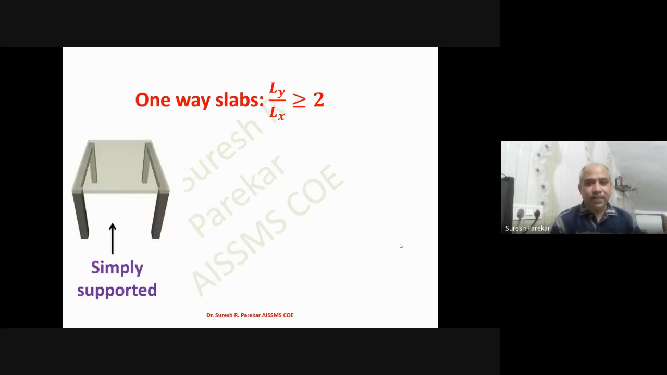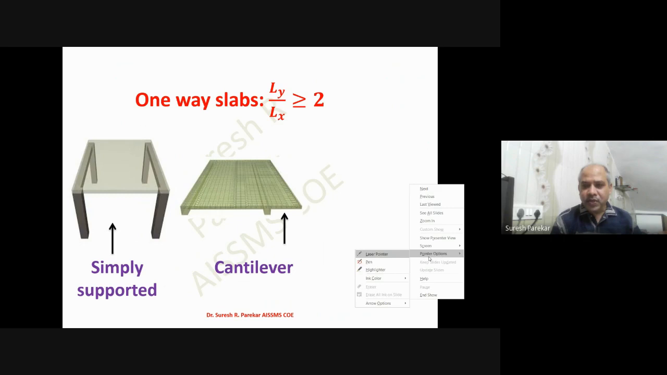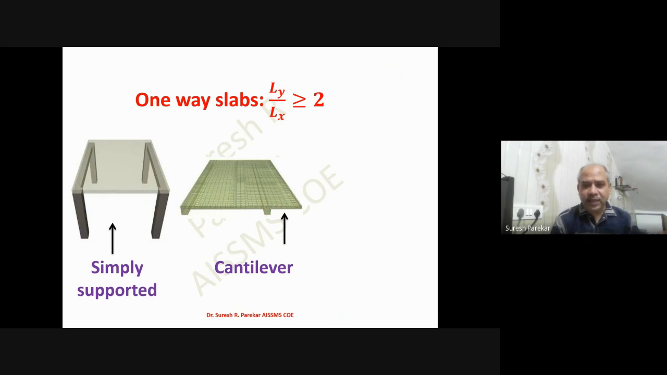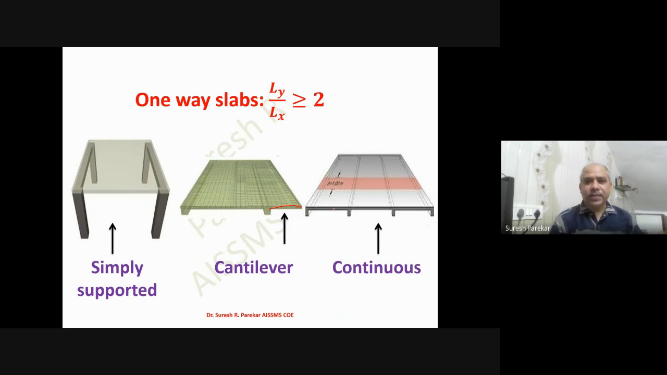You can see this is a simply supported slab. We have this cantilever, so we have a cantilever slab that is beyond this beam. So we can say we have this as a cantilever slab from this to this. And then we have a continuous slab. So we are going to say these are one-way slabs.